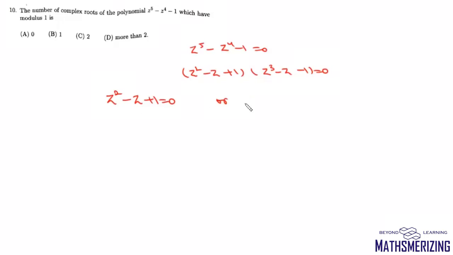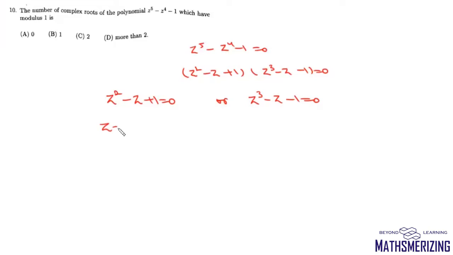Now question number 10: the number of complex roots of this polynomial z to the power 5 minus z to the power 4 minus 1 equals 0 is. Now we can actually factorize this equation as z square minus z plus 1 and z cube minus z minus 1 equals 0. So we can write this as z square minus z plus 1 equals 0 or z cube minus z minus 1 equals 0.